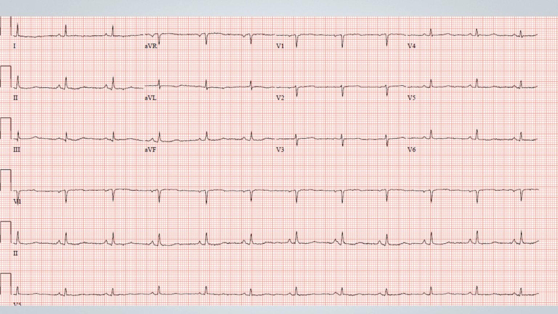However, upon encountering low voltage, particularly in conjunction with sinus tachycardia, pericardial effusion must always be considered due to its potential to progress into fatal tamponade.